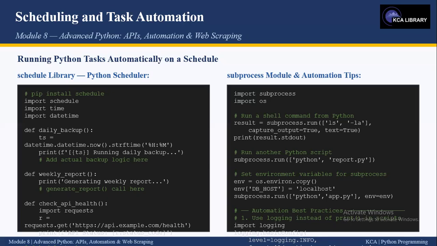Three important best practices for automation scripts are highlighted here. First, use the logging module instead of print statements. This writes timestamped entries to a log file for later review. Second, use argparse to accept command line parameters, making scripts flexible and reusable. Third, never hard code API keys or passwords in your source code. Instead, store them in a .env file and load them at runtime using the dotenv library.